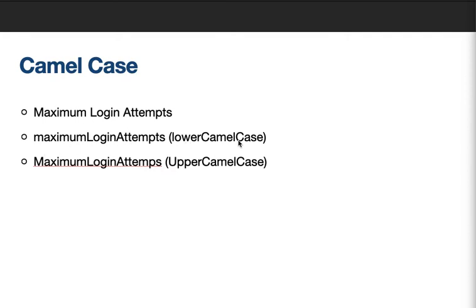Lower camel case is where the first letter of the first word is in lowercase, while upper camel case is where the first letter of every word is in uppercase. Lower camel case is used to name variables and objects, while upper camel case is used to create types like class names, structs, and enumerations.